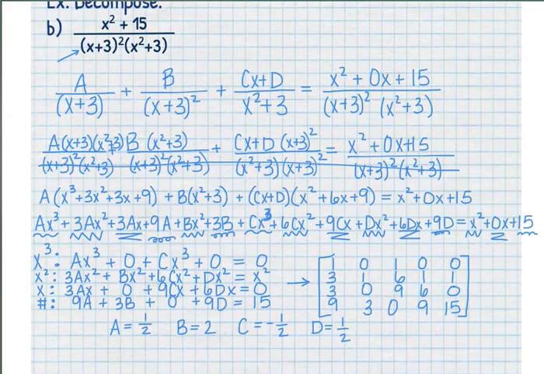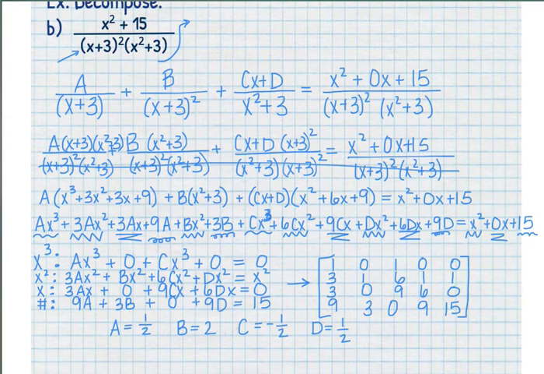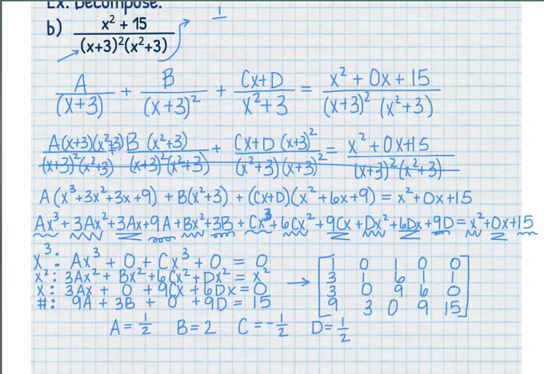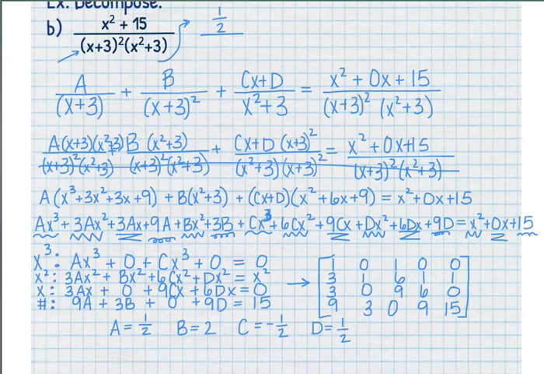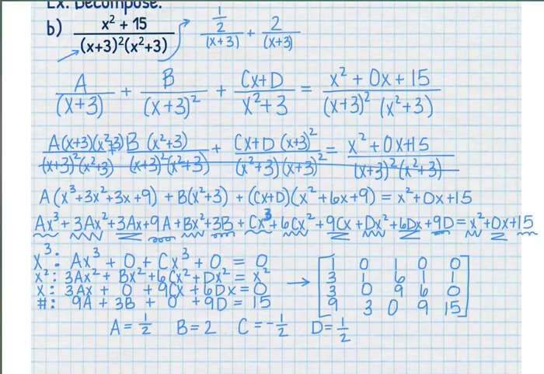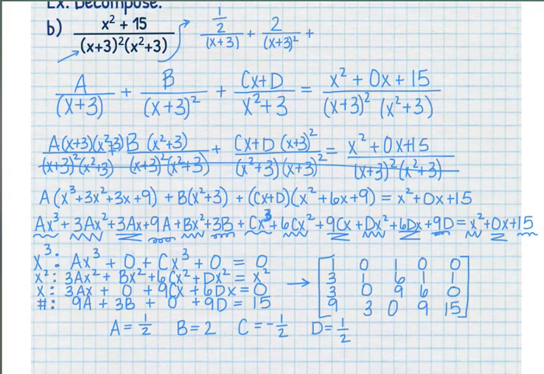So let's take what we had before and pop in those 1/2s. So we'll put 1/2 in for A, so we'll have 1/2 over x plus 3 plus. B is equal to 2, so he'll just go over x plus 3 squared plus. C was negative 1/2 x plus, and then D was also 1/2 over that x squared plus 3.